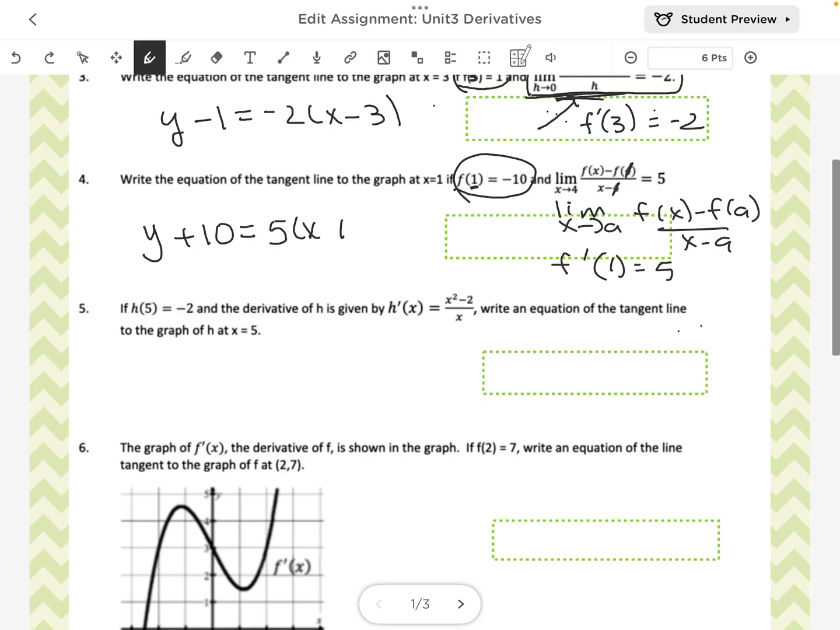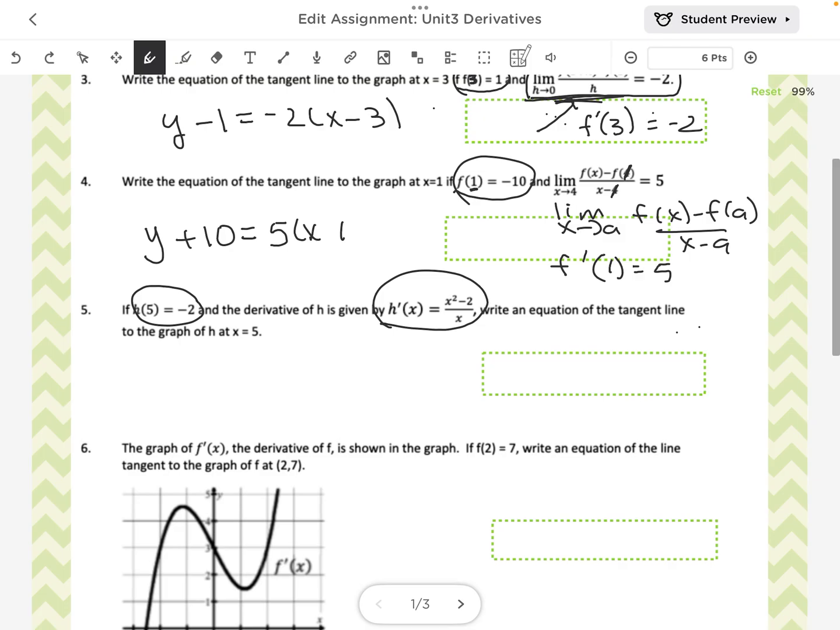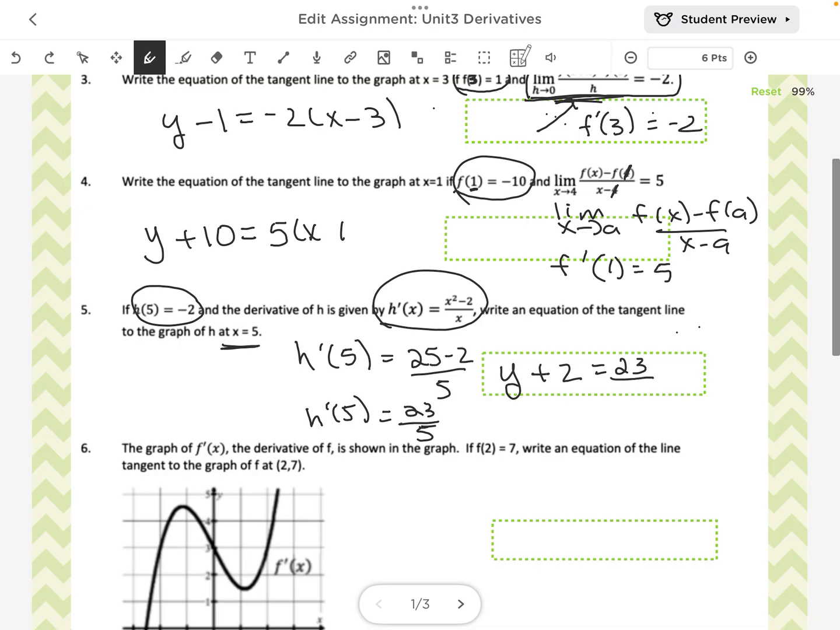Okay, next one. Again, they're giving me the slope at h, and they're telling me the derivative of h, so the slope of the tangent line is given by x squared minus 2 over x, but I need to know what happens at x equals 5. So if I plug in 5 for x, oops, this is not f, this is h, so use the correct letters. I have 25 minus 2 over 5, which is really 23 over 5. So there's my slope. So again, let's write the equation of the line. y minus negative 2 equals 23 over 5 times x minus 5.